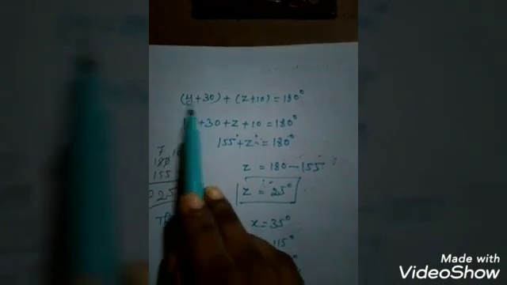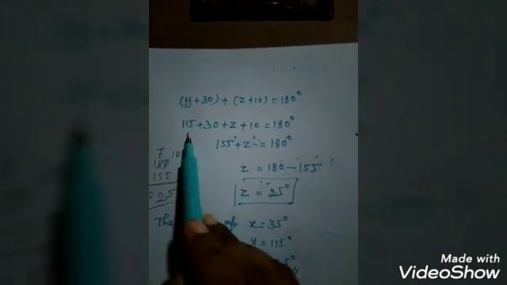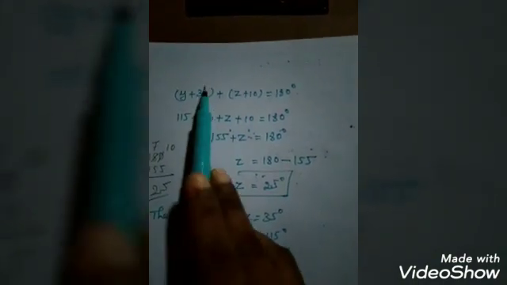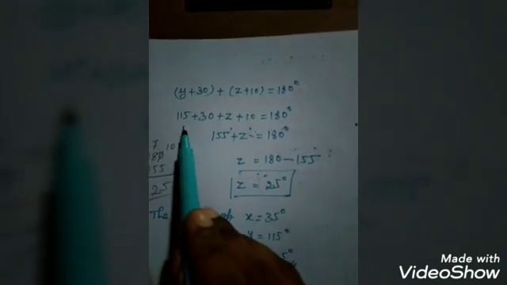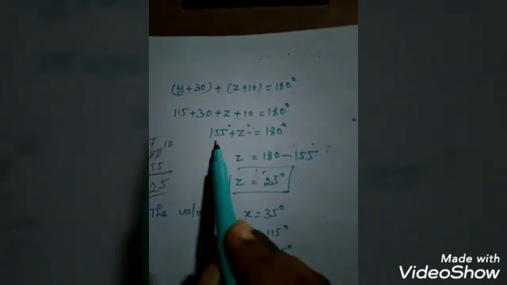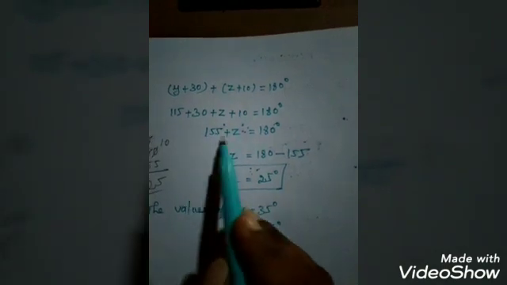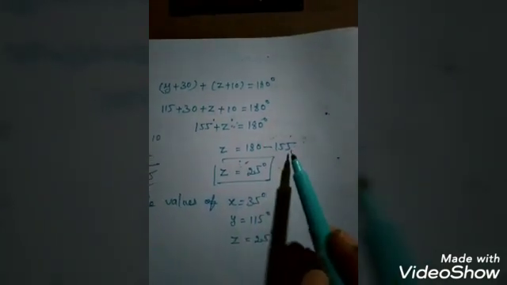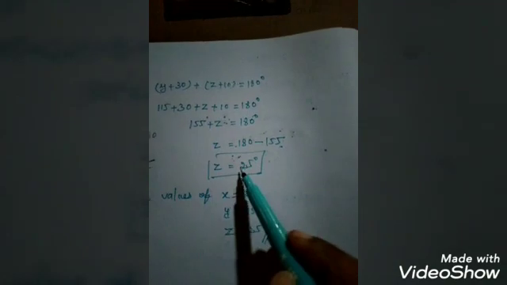Okay, now we find out the value of z. So add that straight line, y and z. Okay, y plus 30 plus z plus 10 equal to 180. Value of y is 115. So 115 plus 30 plus 10 is 155. Here both are addition, so take opposite side, it is minus. So 180 minus 155 is 25. Do you understand this sum?